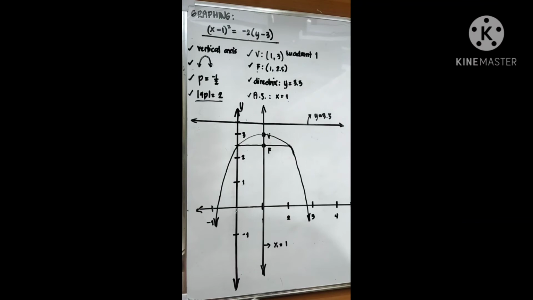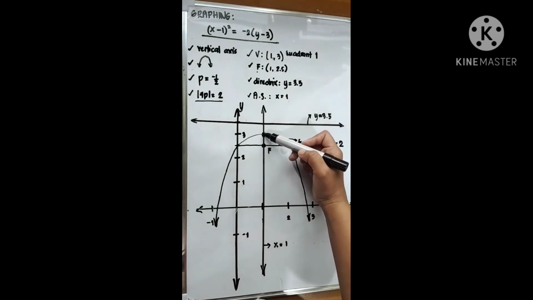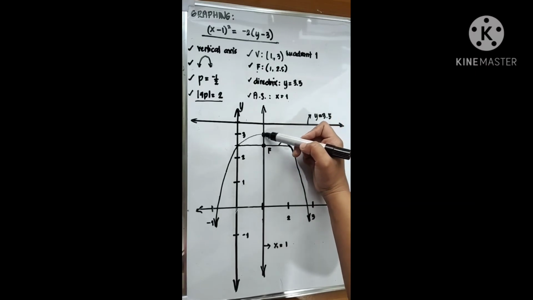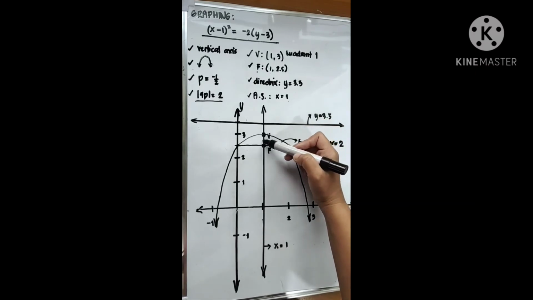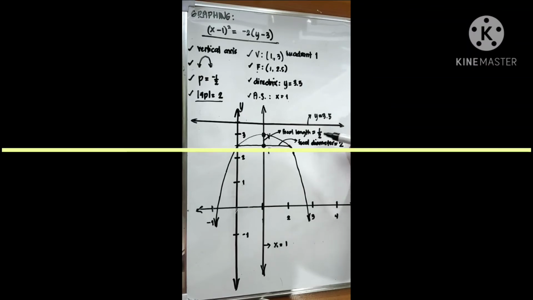So, now, this line here is our focal diameter, which is equal to 2. This line here, the distance between the vertex and the focus, or the vertex and the directrix, is called the focal length, which is equal to positive 1/2.